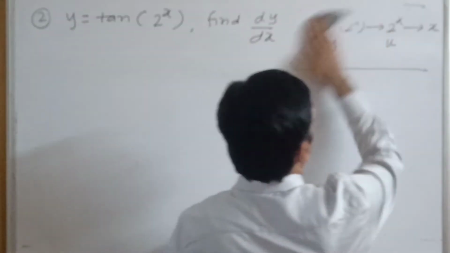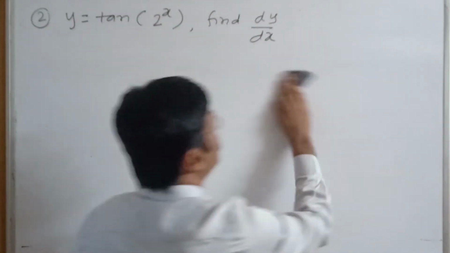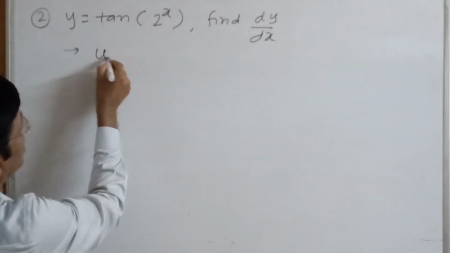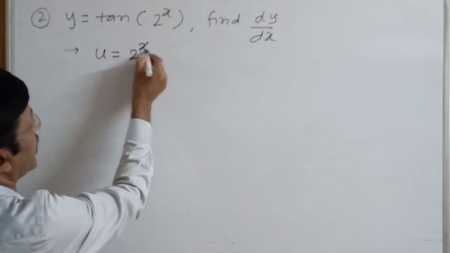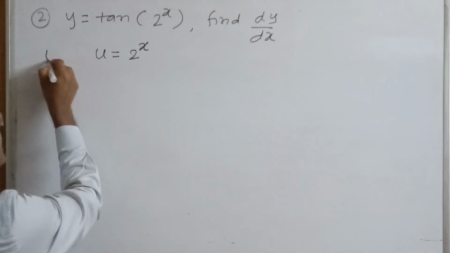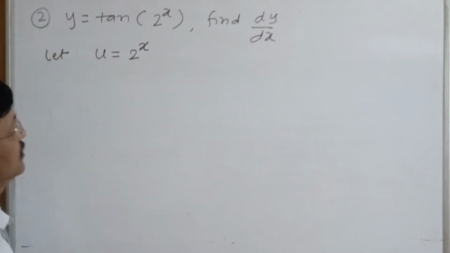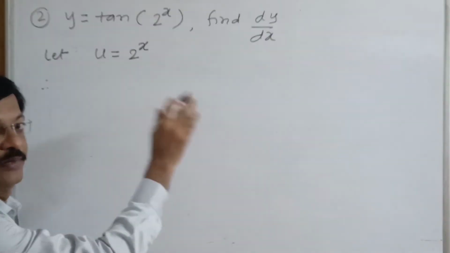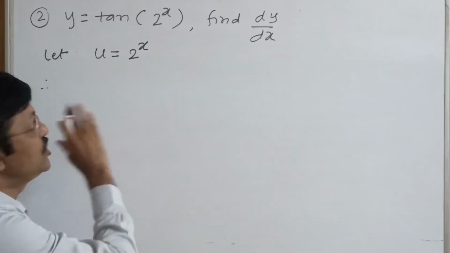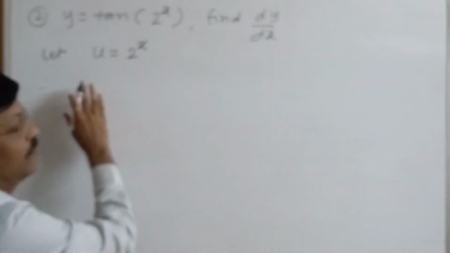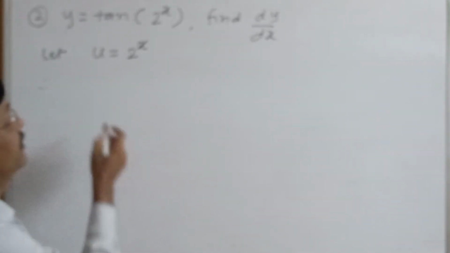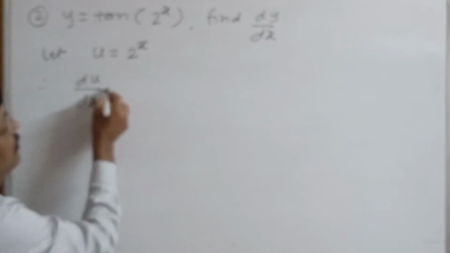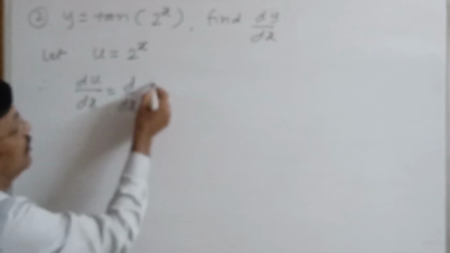We shall see the rule applied like this. So the answer starts with our assumption: let u is equal to 2 raised to x. Therefore, differentiating with respect to x. While solving the example in the exams, you have to mention that, differentiating with respect to x. I am just saying that orally and then moving ahead. Differentiating u with respect to x, I will get du by dx is equal to d by dx of 2 raised to x.